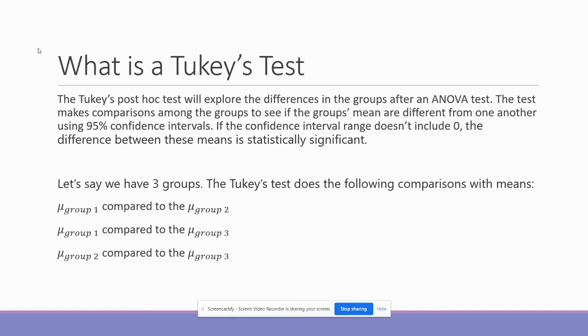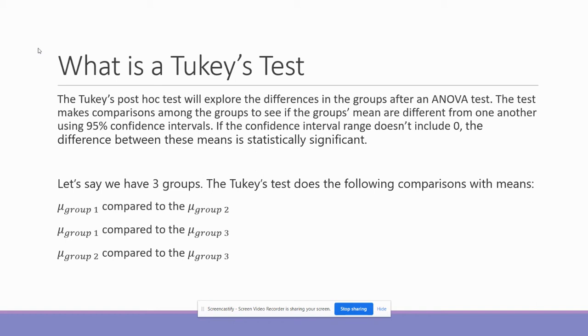This test makes comparisons among the groups to see if the group means are different from one another using 95% confidence intervals. If the confidence interval range doesn't include 0, the difference between the means is statistically significant. So we've run the ANOVA, and remember, ANOVA compares 3 or more groups by their means. So we can either say that all the means are the same or at least one mean is different. When we say at least one mean is different, Tukey's test goes and finds where the differences are.